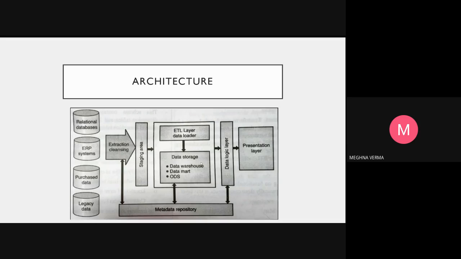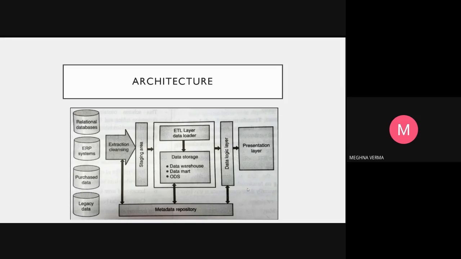Then the next layer is the data logic layer. In the data logic layer, all the business rules are kept, and these rules do not affect in any way the rules of the transformation. The next layer is the presentation layer. This layer is the interface for end user interaction. Here the user can see all the data which are available for them. The format may be a tabular or graphical report, or it can also be an email report which gets automatically generated and sent. In this layer, OLAP, or online analytical processing tools, are also used.